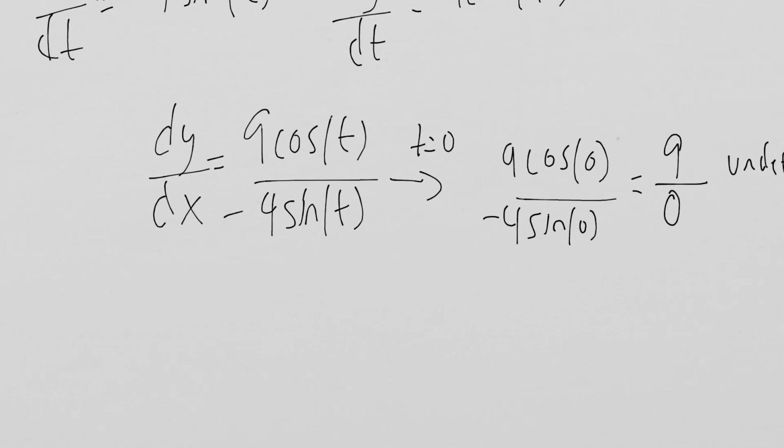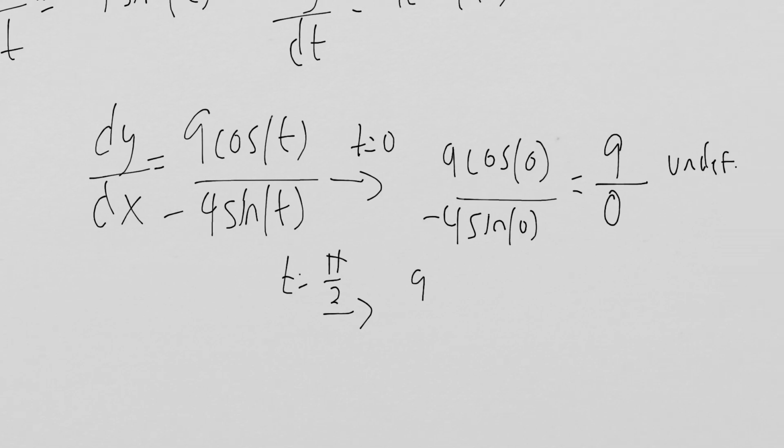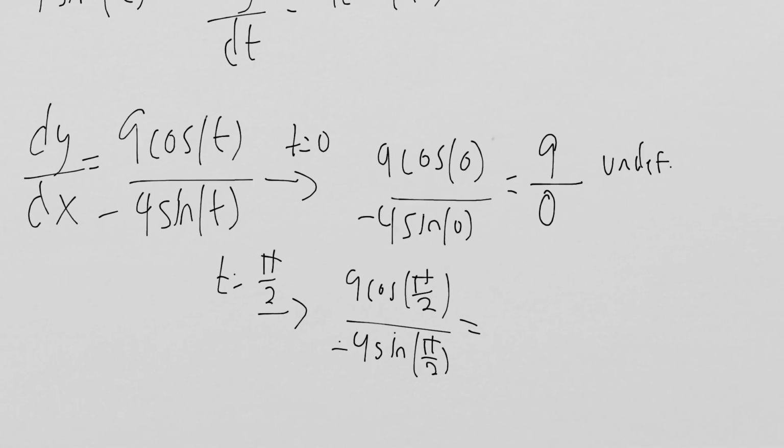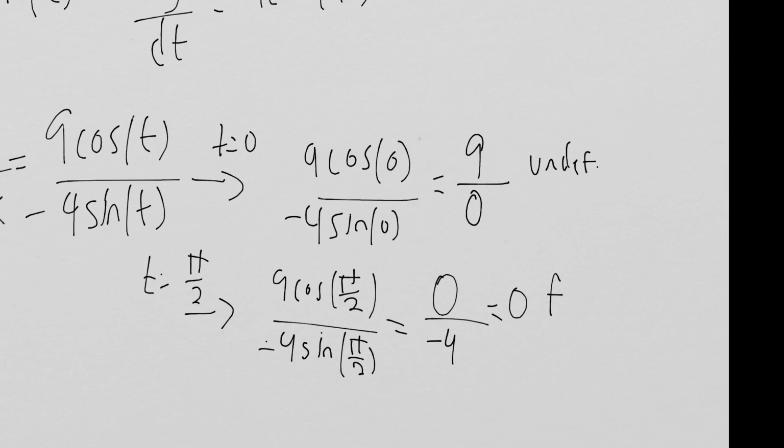And then we're going to do pi over 2 next. So we have 9 cosine of pi over 2 divided by negative 4 sine pi over 2. Well, cosine of pi over 2 is 0 times 9 is 0. Negative 4 times sine of pi over 2 is negative 4, so the slope is 0 over negative 4, which equals 0. So that is a flat slope.